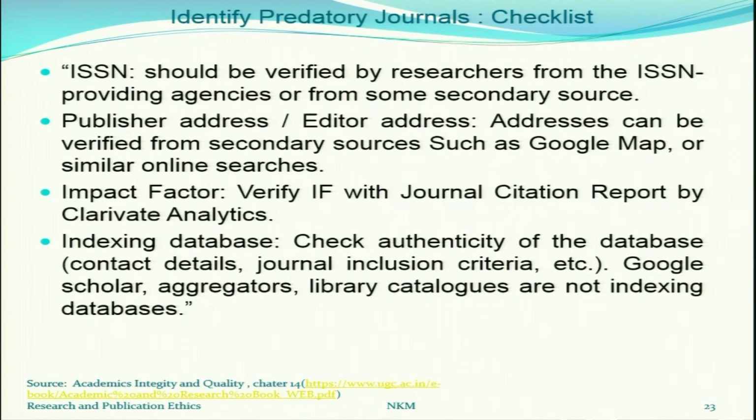I told you in terms of the ISSN number, addresses, and then scopus.com, Web of Science, and the DOAJ, Directory of Open Access Journals, and Beall's blacklist of journals. These are some steps you must take before choosing the journal. You must inquire deeply before you select a journal for publication to avoid any predatory publication.